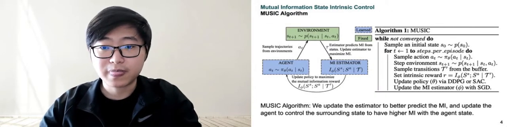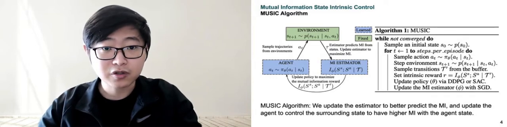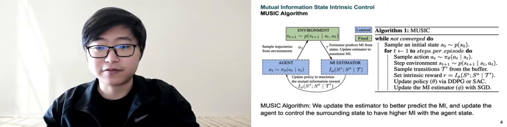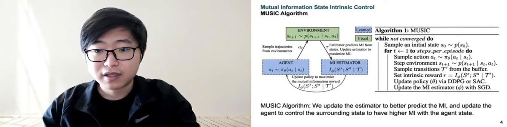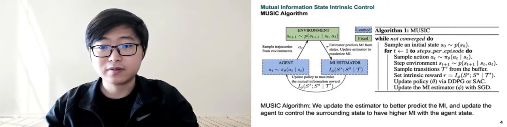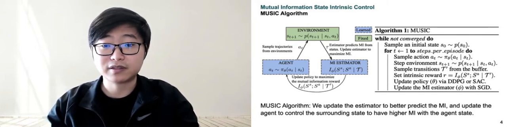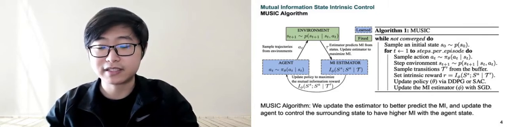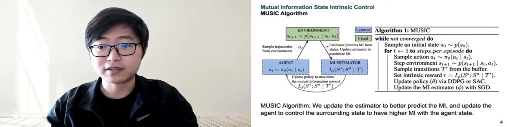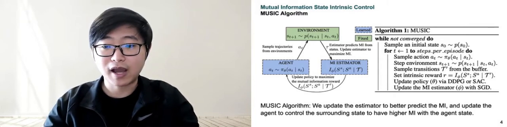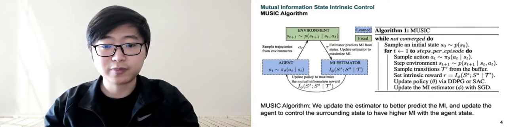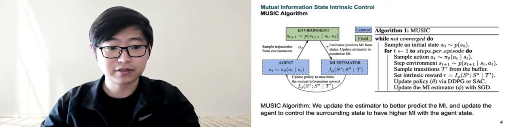We can summarize the algorithm in the figure. The short name for our method is MUSIC. First, the agent interacts with the environment and collects samples in the replay buffer. Then, based on the data in the replay buffer, we train the MI estimator. Then we train the agent's policy to maximize the intrinsic reward, the mutual information between the agent state and the surrounding state. We update the agent's policy using deep deterministic policy gradient or soft actor-critic. Frequently, we update the MI estimator with stochastic gradient descent. In general, our framework encourages the agent to learn to control its surroundings.